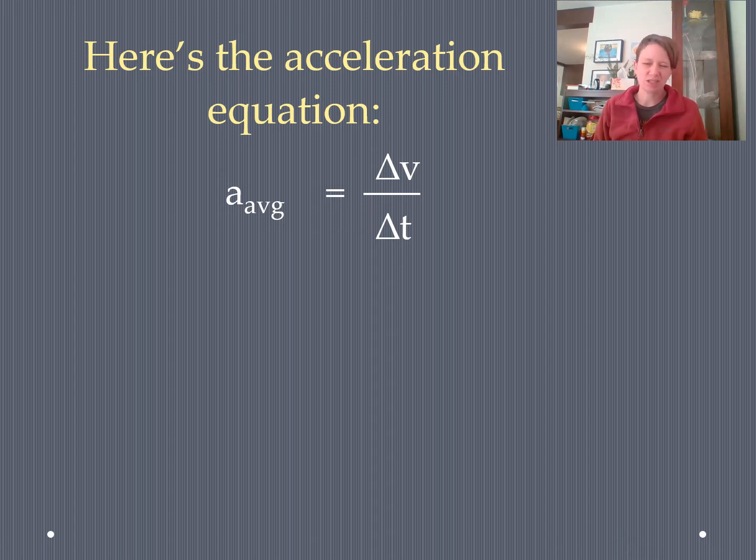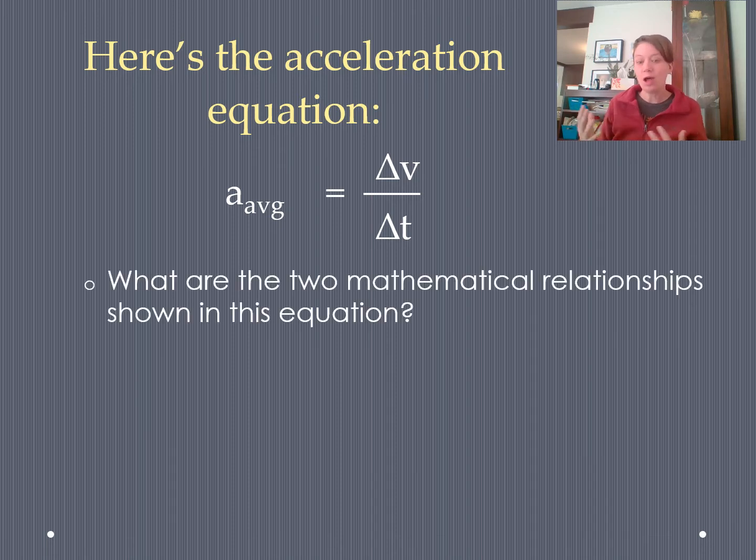A average, sometimes we just write an A on this because we'll never be dealing in a case in this class where we have changing acceleration. We're always going to have the same constant acceleration. But in any case, A average equals delta V over delta T. So we know how to build an equation.